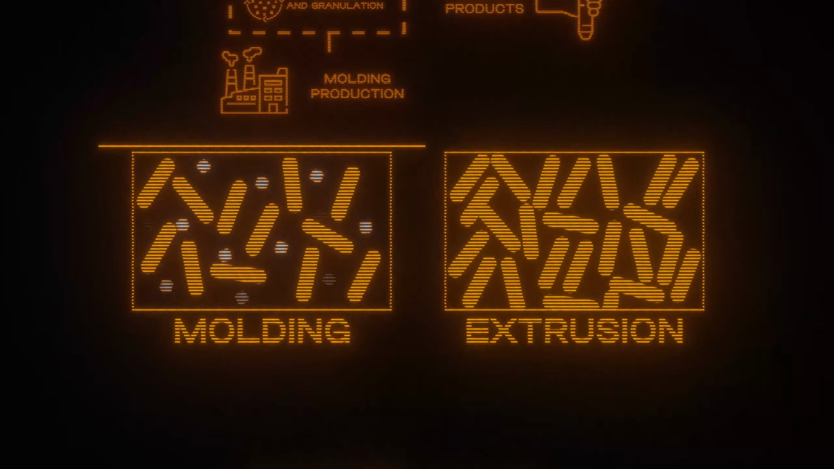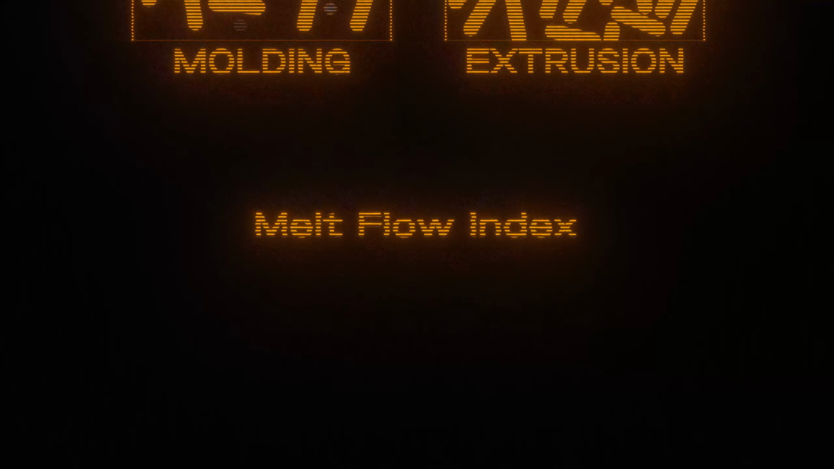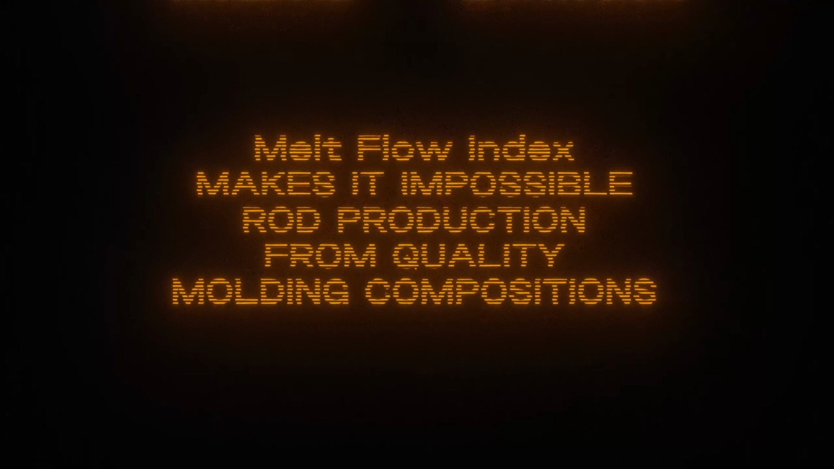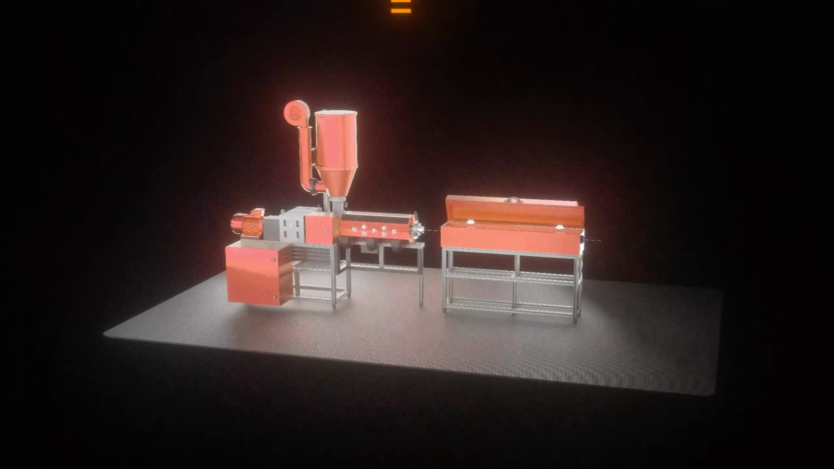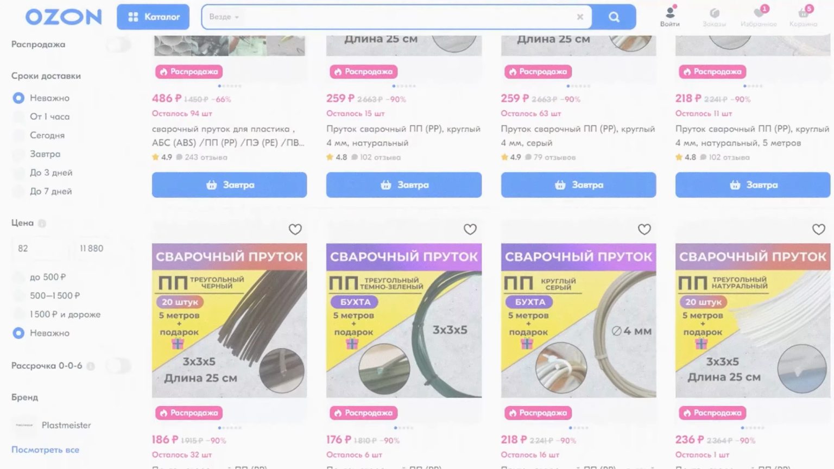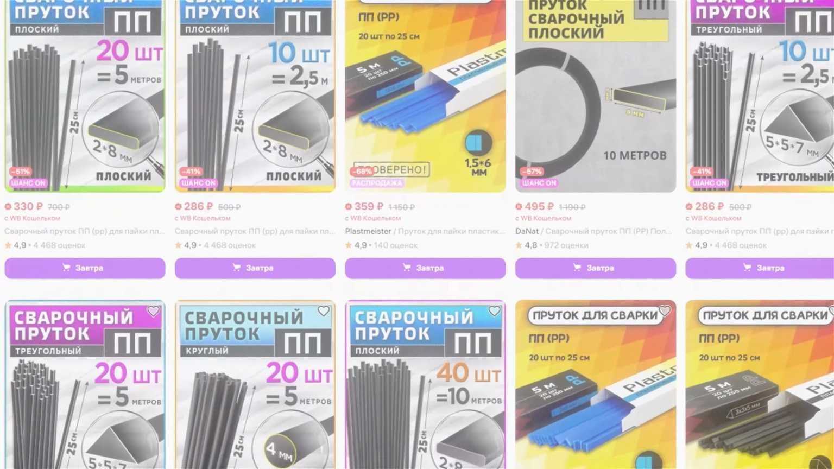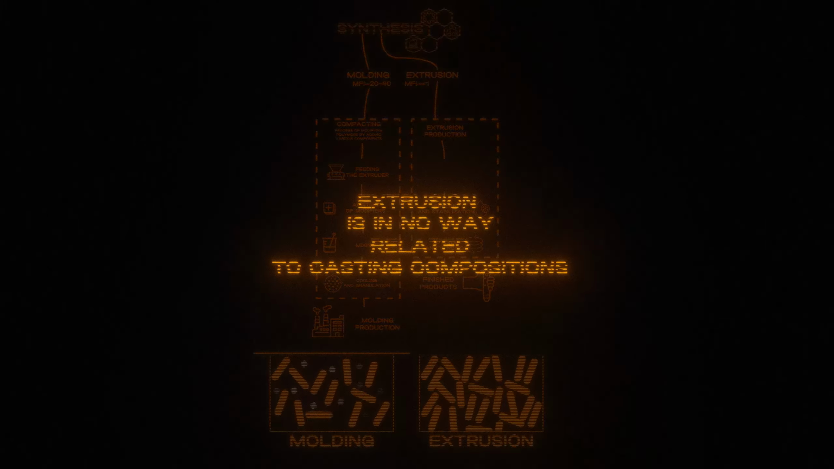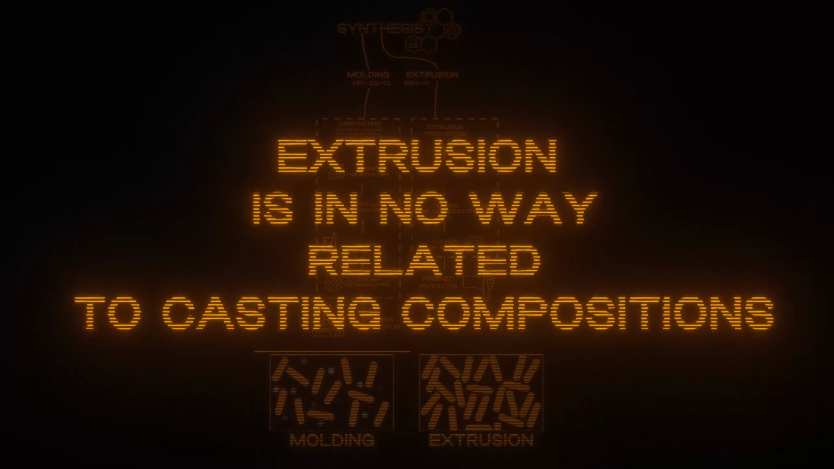The specifics of production, in particular MFI, make it impossible to produce rods from high-quality casting compounds. Pouring casting granules into an extruder is like trying to make minced meat out of water. Therefore, all rods that you can find on sale are extruded and in no way relate to casting compounds, bumpers. Extrusion is in no way related to casting compositions.